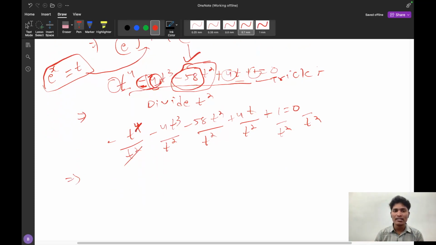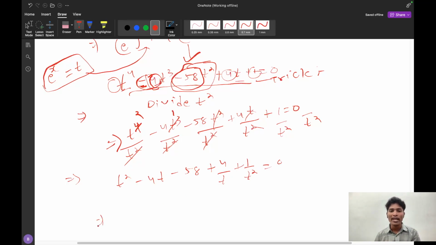So t square will get cancelled, t power 4, t square, again here 1, t square gets cancelled, 1t. So finally what I am going to get? I am going to get here t square minus 4t minus 58 plus 4 by t plus 1 by t square is equal to 0.